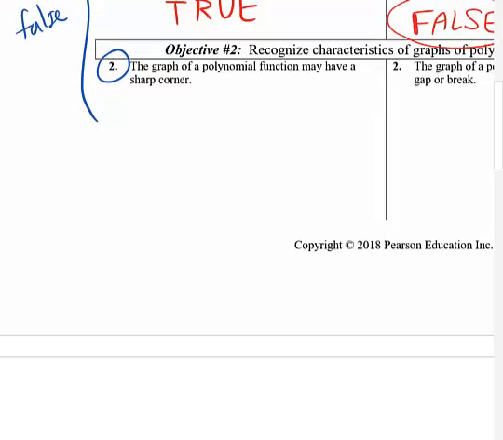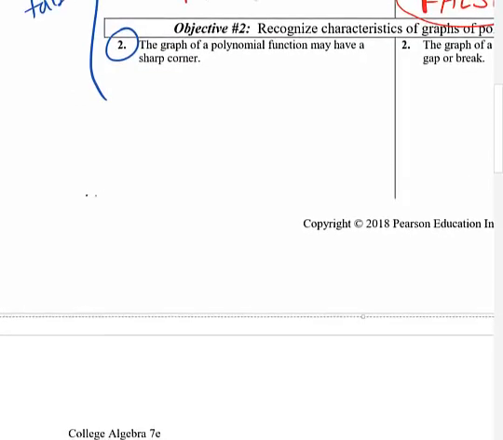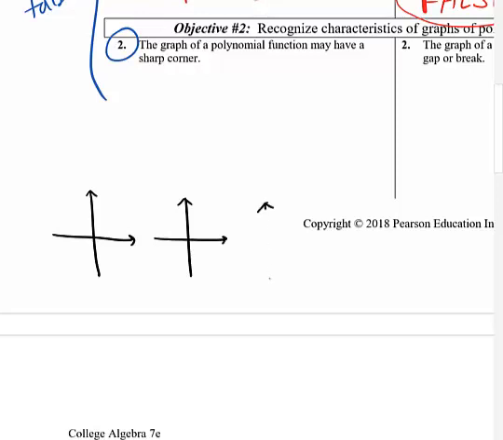So how would I know if they have sharp corners or not? This one I think is more of a preview of what we're going to see. Basically, polynomial functions will take on one of these four forms. They'll look like one of these four depending on what you're given. So let's take a look at them and then decide whether they can have sharp corners or not.